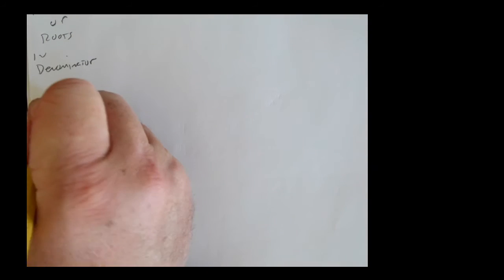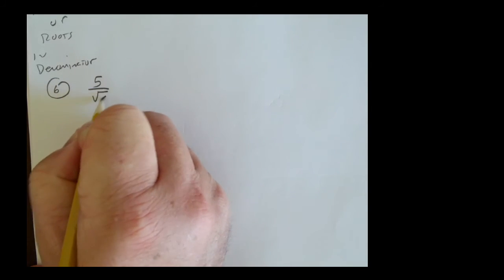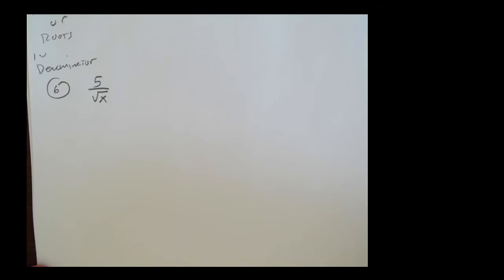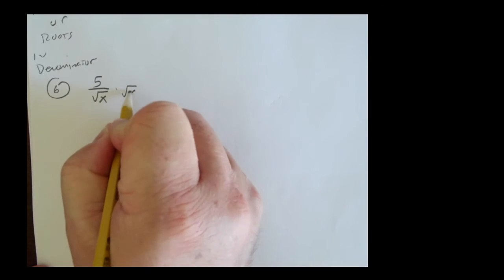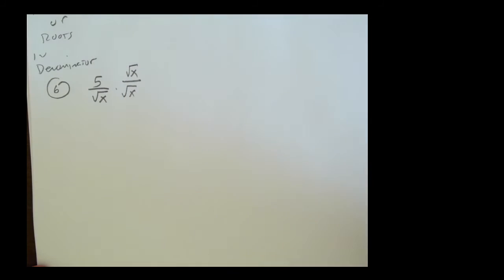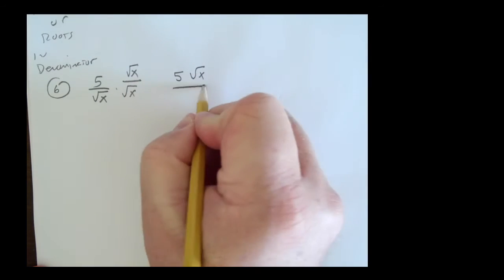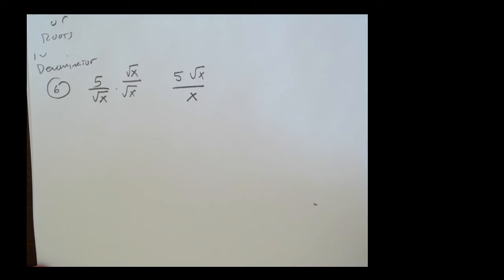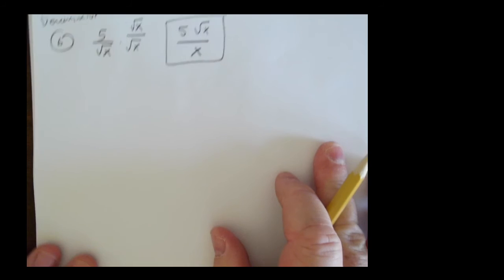There's that one. 6. 5 over square root of x. No radicals in the denominator. So we multiply by square root of x over square root of x. There's that. There's our answer, pretty straightforward.